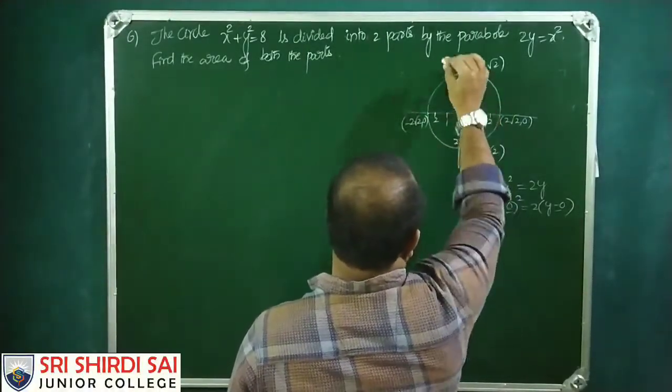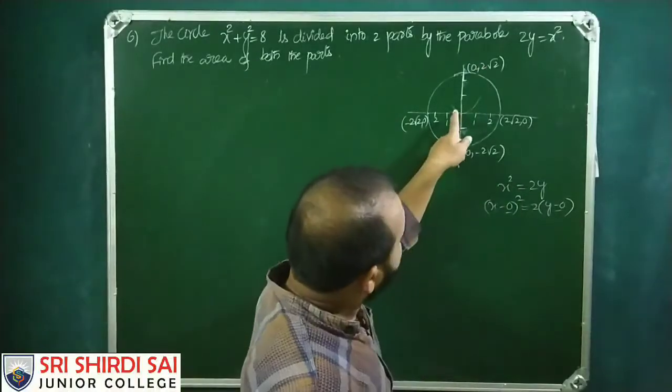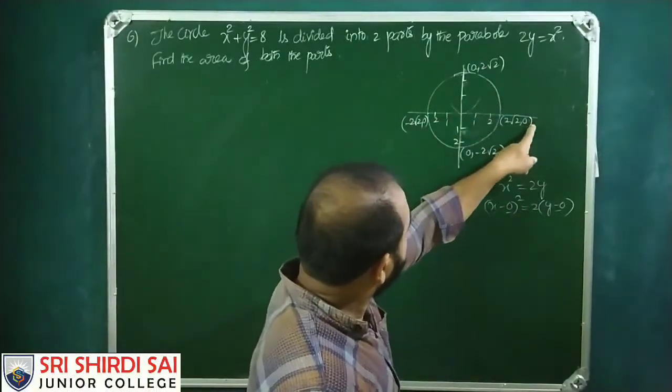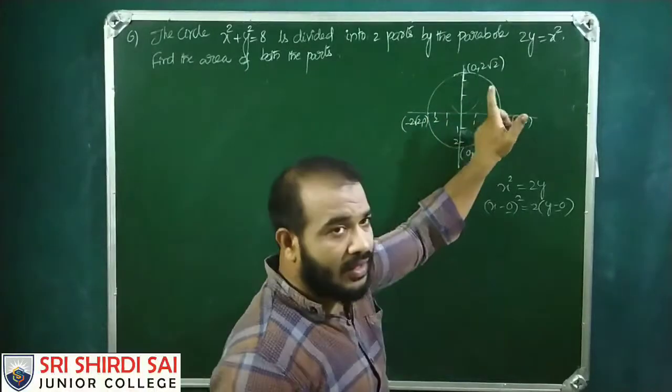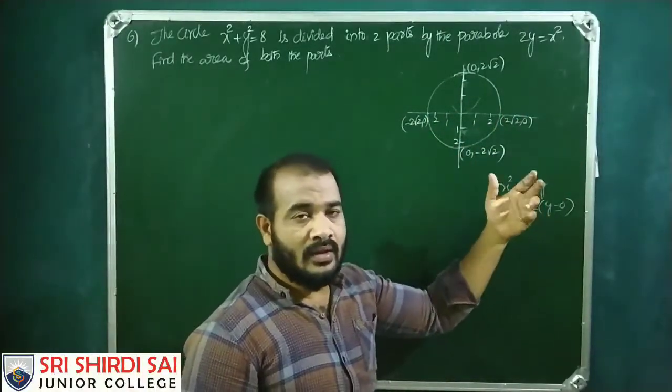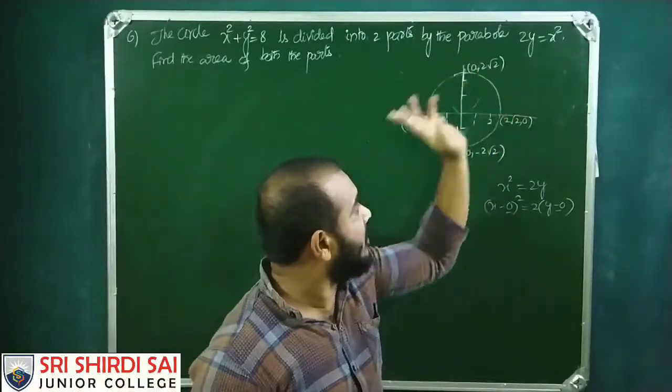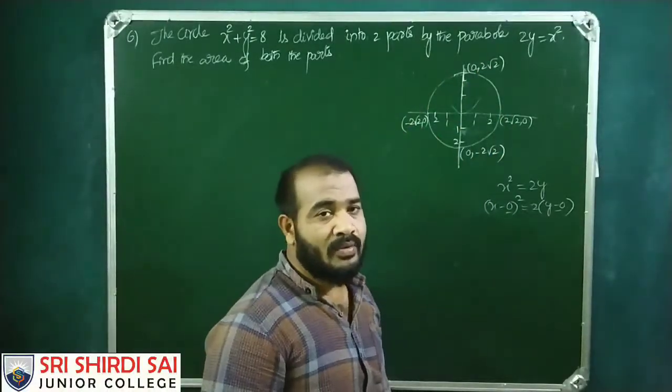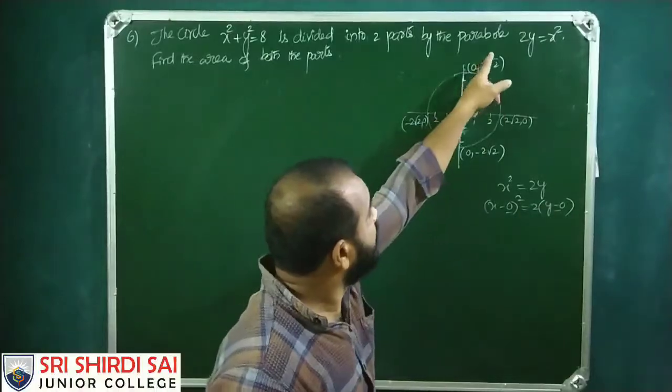So like this parabola. And if I am trying to draw this parabola, then the circle and parabola are going to intersect each other at 2 points, here and here. So that point of intersection we will be getting through solving these two.